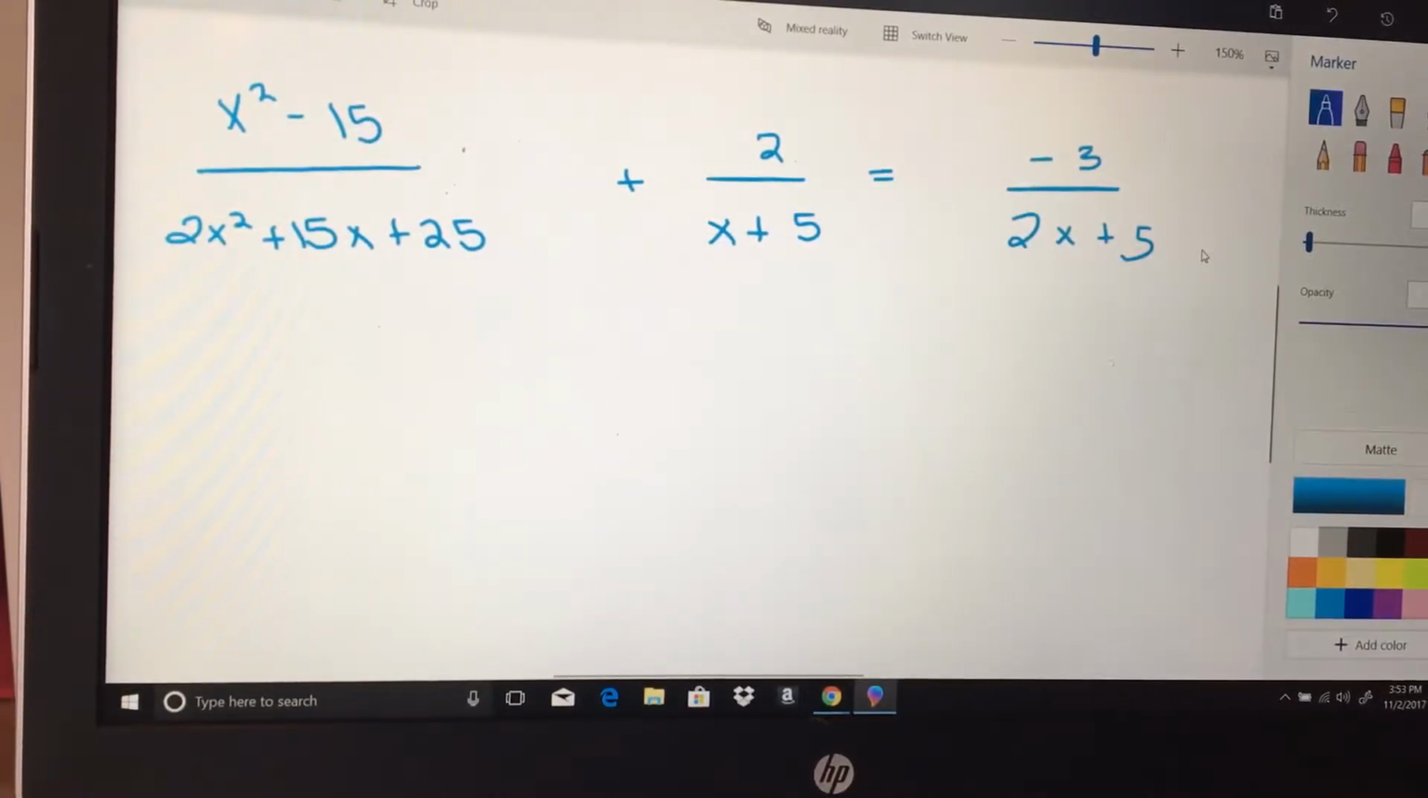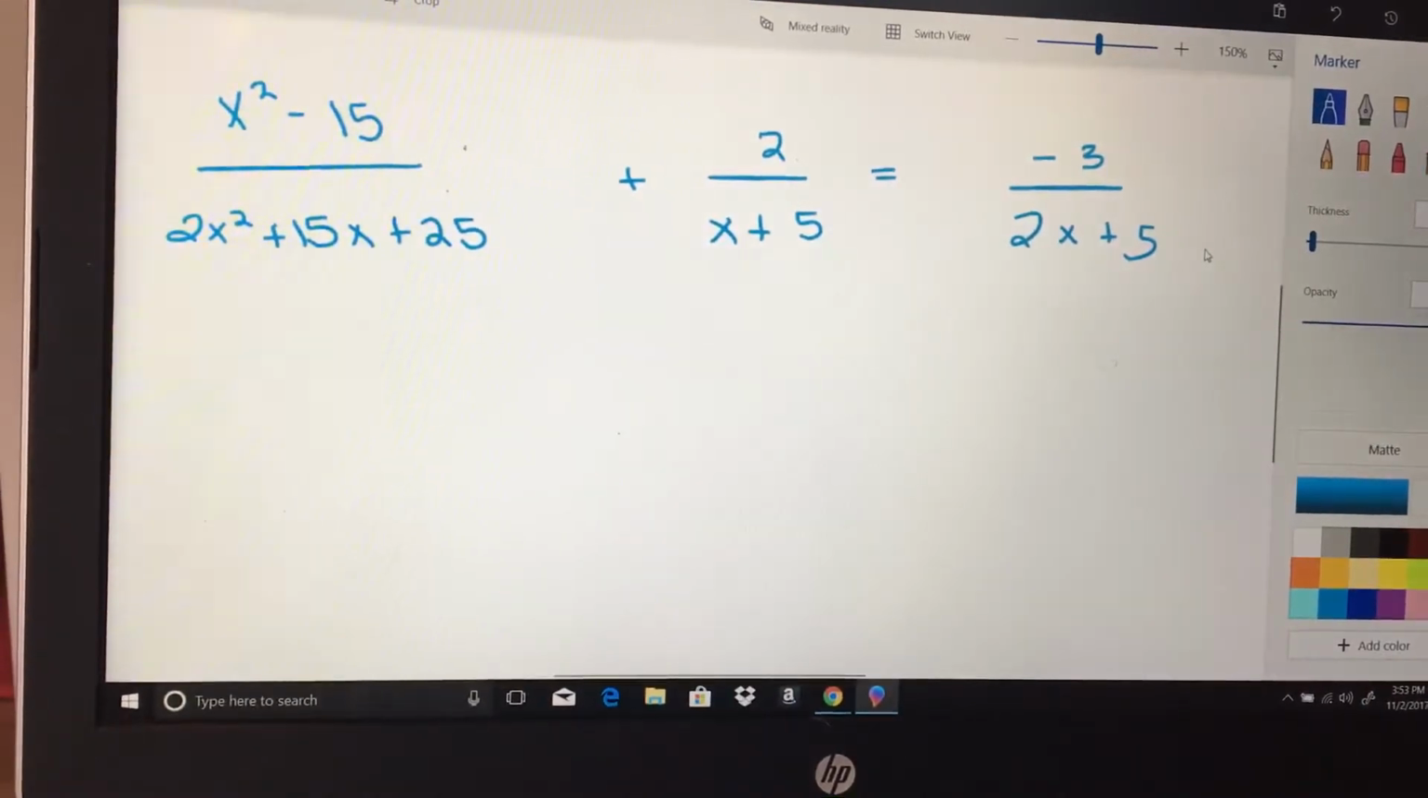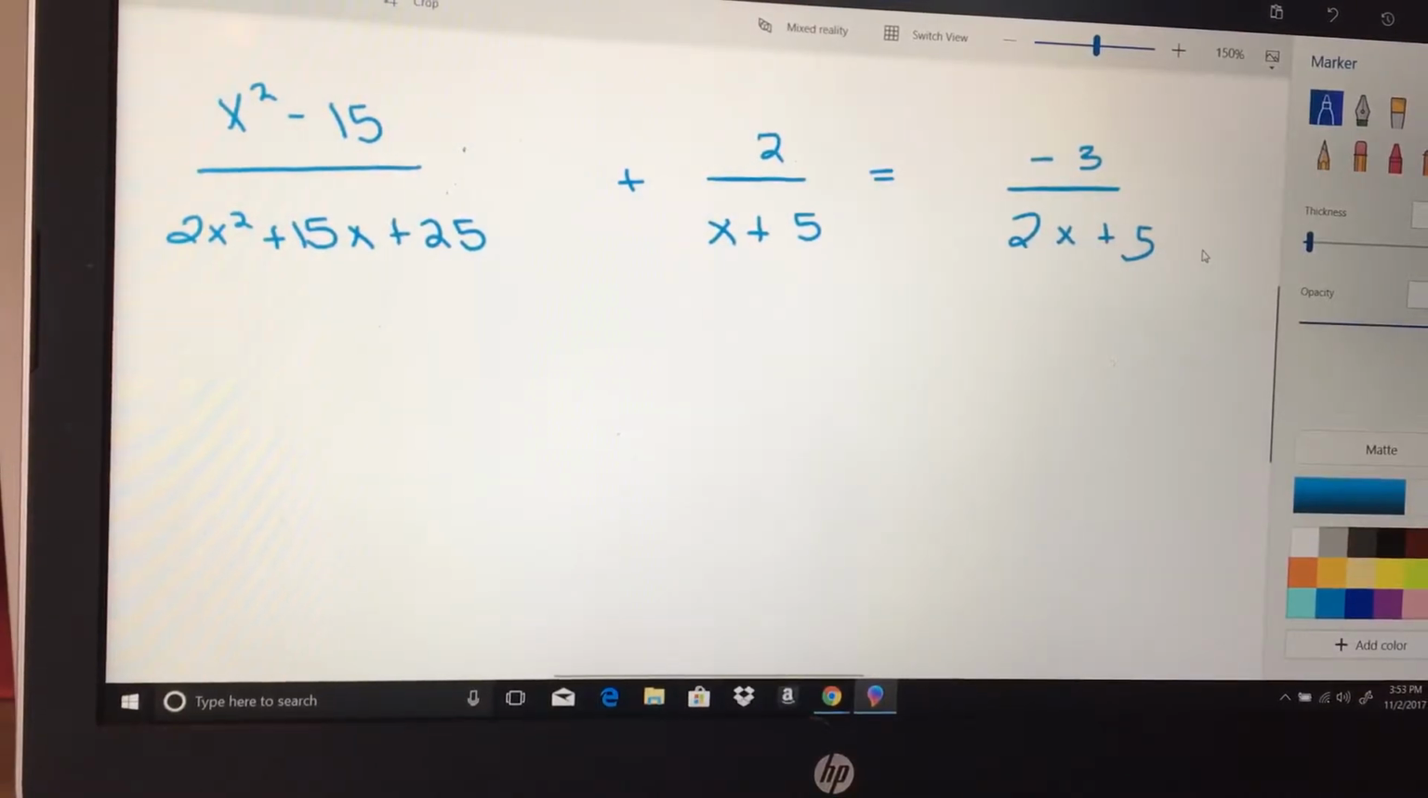Okay, we're going to jump pretty far forward here and solve a rational expression that is a little bit tougher than the last one we did because we've got a couple more steps that we've got to do. So we're going to go ahead and jump right in. We're going to start by taking this bottom fraction here and we're going to try and factor this.